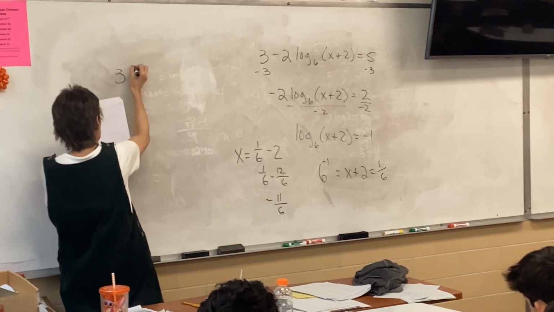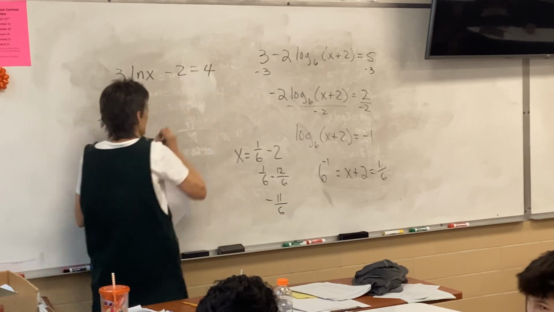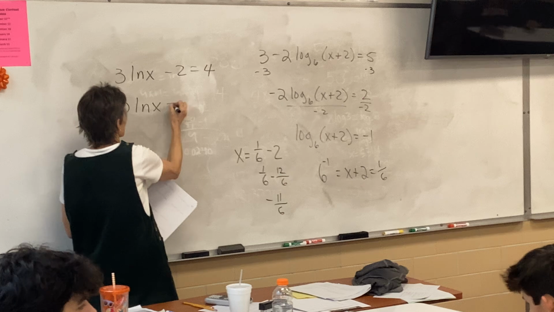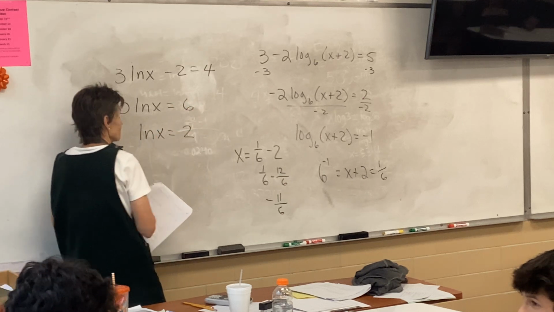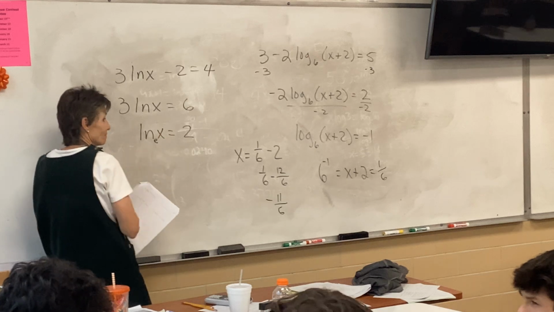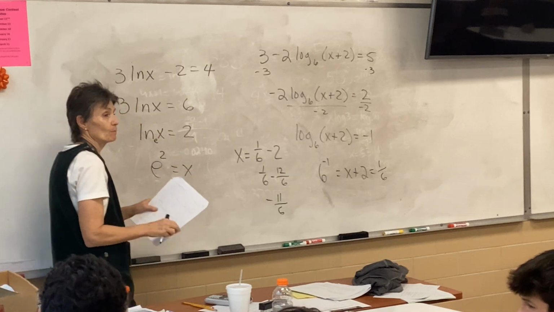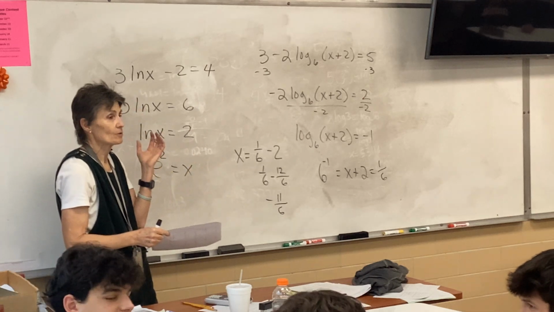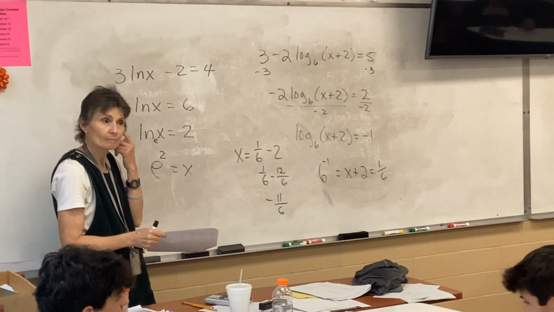All right. Tell me what you're gonna do with this one. Add the 2. Divide by 3. Put e to the second equals x. And remember with e, you can just leave it. So the answer is e squared.